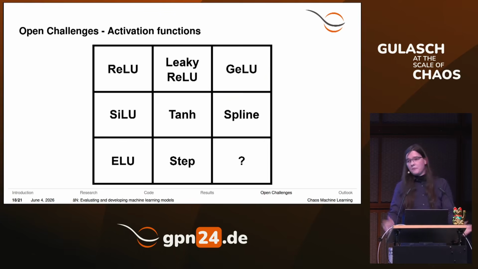Now, another problem, or rather open question, are activation functions. We have a lot of different activation functions. Some of them are outdated completely. Some of them are only relevant in certain fields. Recently, we have had Kolmogorov-Arnold networks, which introduced spline activation functions, which are also really interesting. But essentially, the question is, what kind of nonlinear function do networks benefit from the most?